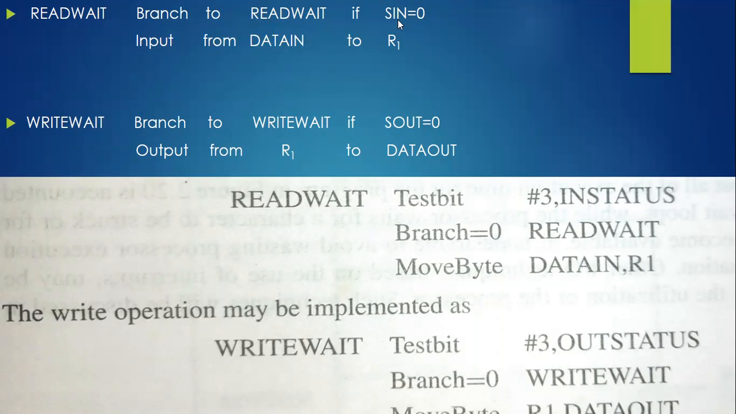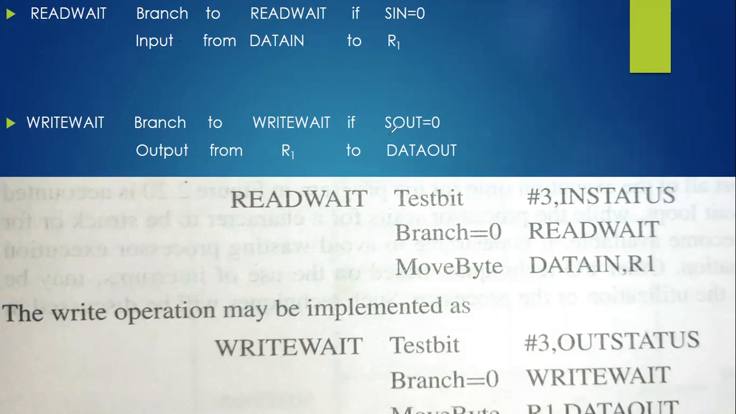If S in is equal to 1, that indicates that the input buffer register data in contains some information, so that should be transferred to the processor. That is what this statement performs: input from data in into R1. Whatever the content of data in is, that should be shifted to R1. So this is for reading the content from data in. Then how do we write to data out? The same logic we are using.